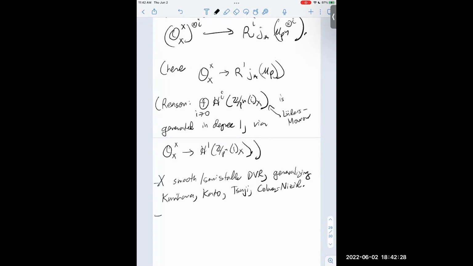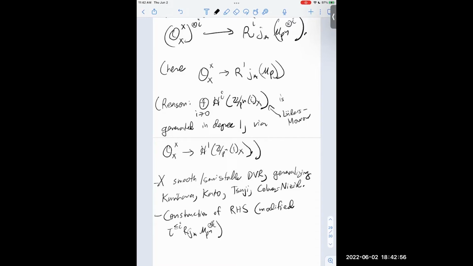Yeah, so let me also mention that this construction of the right-hand side, where you take these p-adic nearby cycles and modify them in the top degree, this construction of the right-hand side, so the modified τ ≤ i Rj_* μ_{p^n}^{⊗i}.